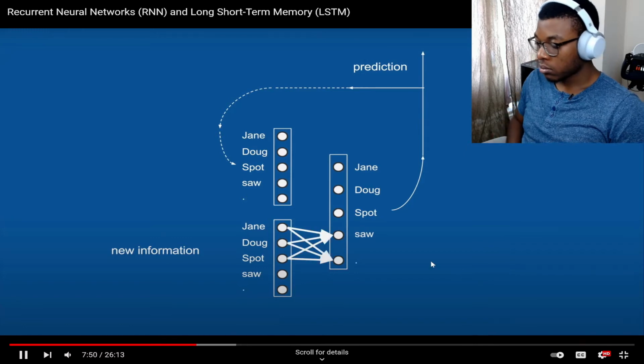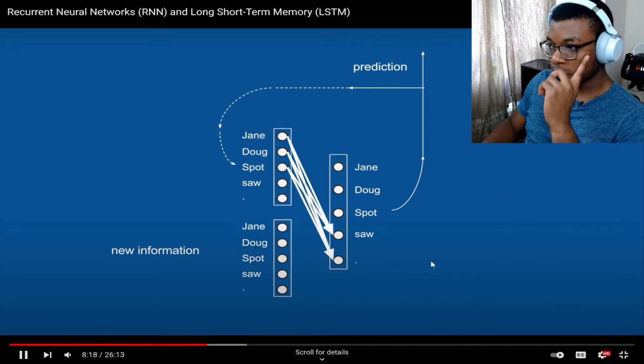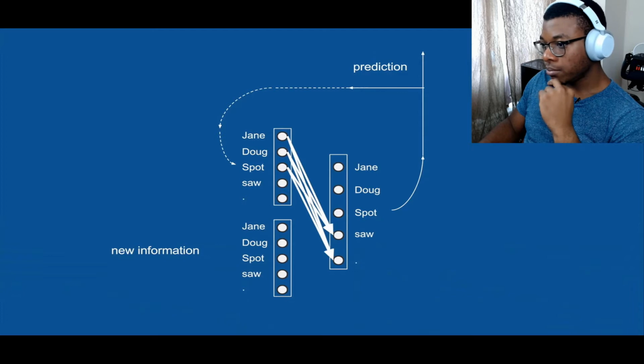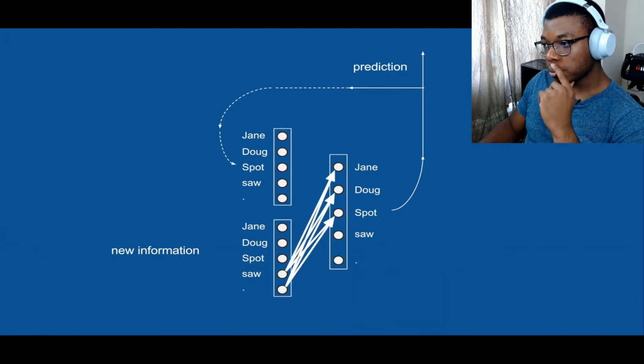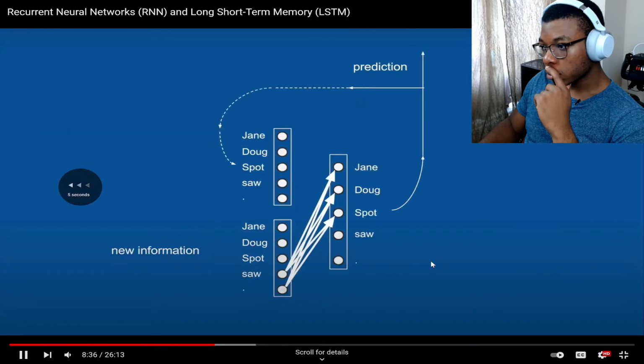Now, after training this neural network and teaching it what to do, we would expect to see certain patterns. For instance, anytime a name comes up, Jane, Doug, or Spot, we would expect that to vote heavily for the word saw or for a period, because those are the 2 words in our dictionary that can be on the next time step. And then by a similar method, we'll learn to vote strongly for a name, Jane, Doug, or Spot.